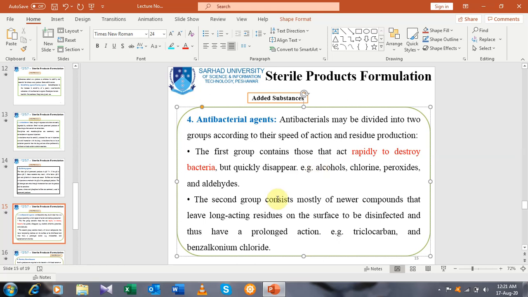The second class of antibacterial agents consists of mostly newer compounds that leave a long-acting residue on the surface which is disinfected, and thus have prolonged action. For example, trichlorocarbon and sodium chloride. These are the second class of long-acting residue-containing compounds.